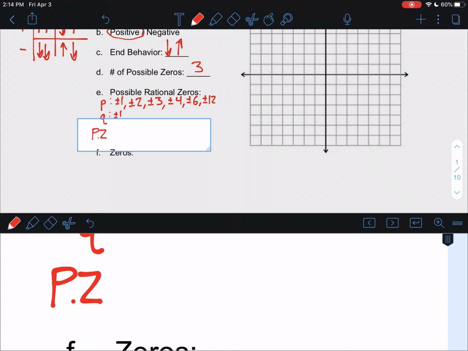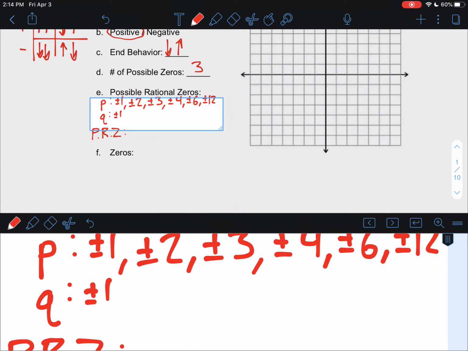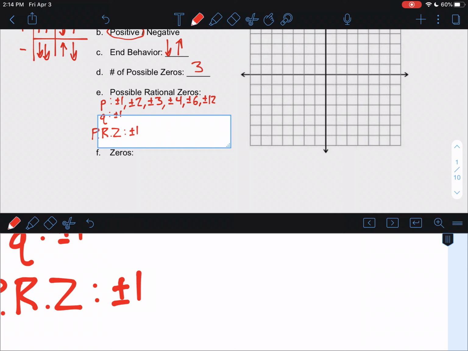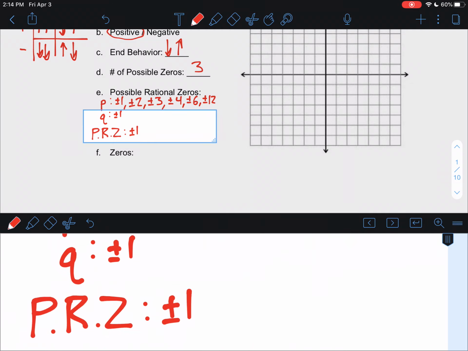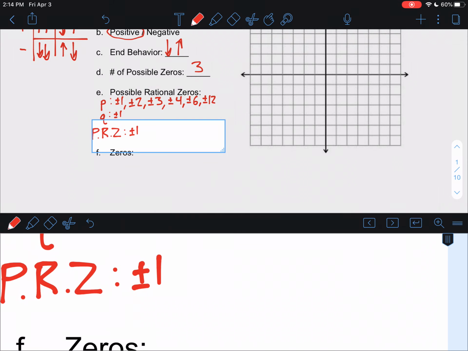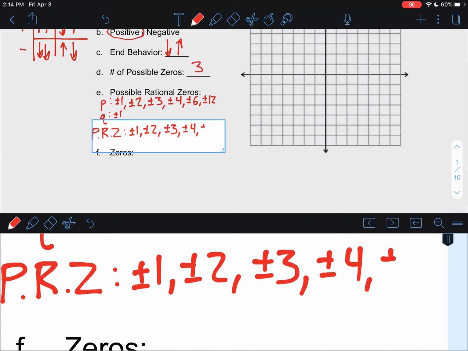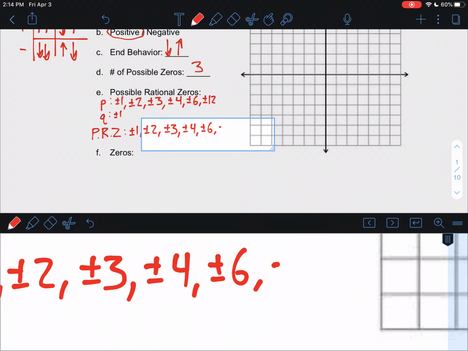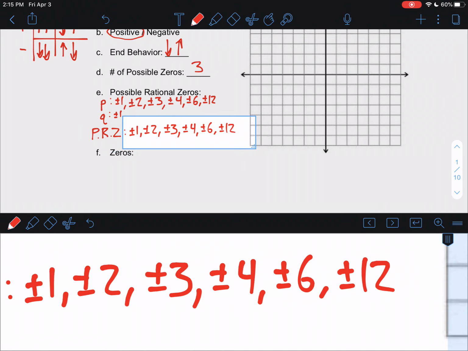Possible rational zeros is going to be, well, I'll take the 1 in p divided by the 1 in q. It's positive or negative 1. Since I'm just dividing all these by the 1 in q, it's just going to look the exact same as my list for p. So positive or negative 2, positive or negative 3, positive or negative 4, positive or negative 6, and positive or negative 12. Those are my possible rational zeros. So since there's 6 of them, but they're all positive or negative, there's 12 possible rational zeros here.